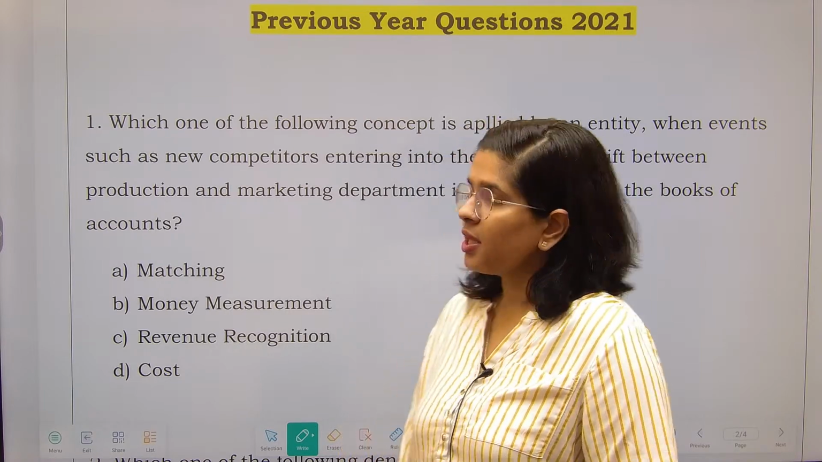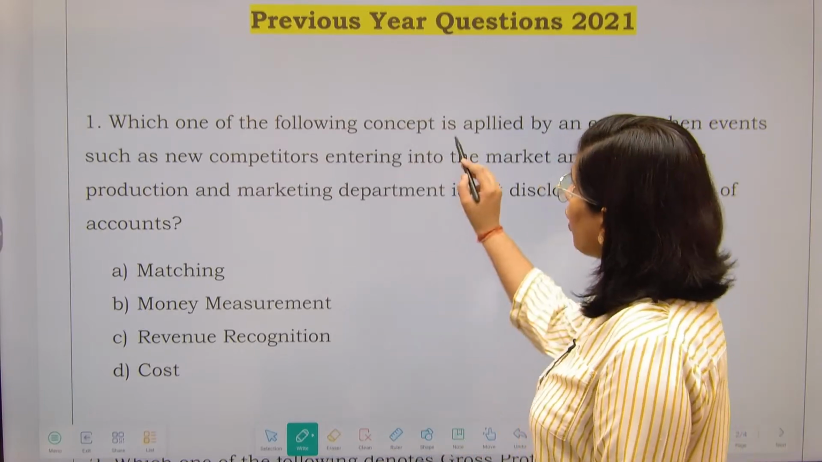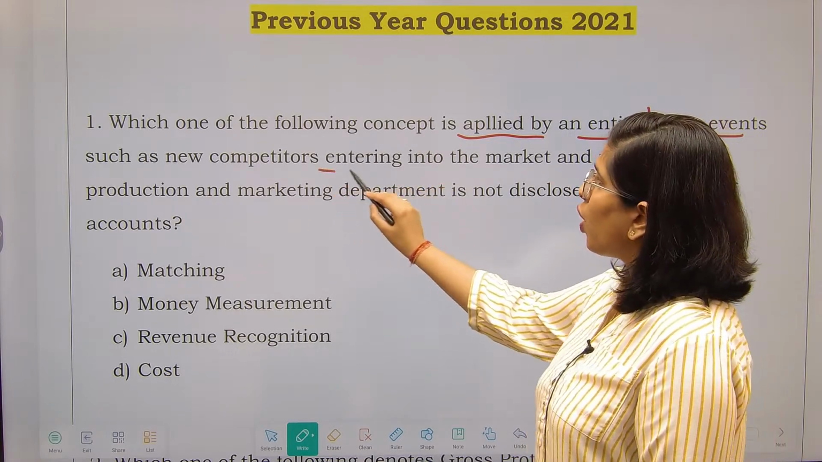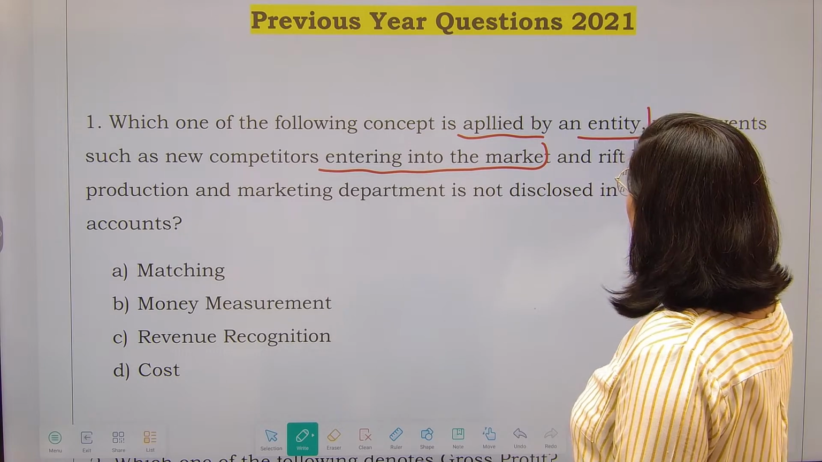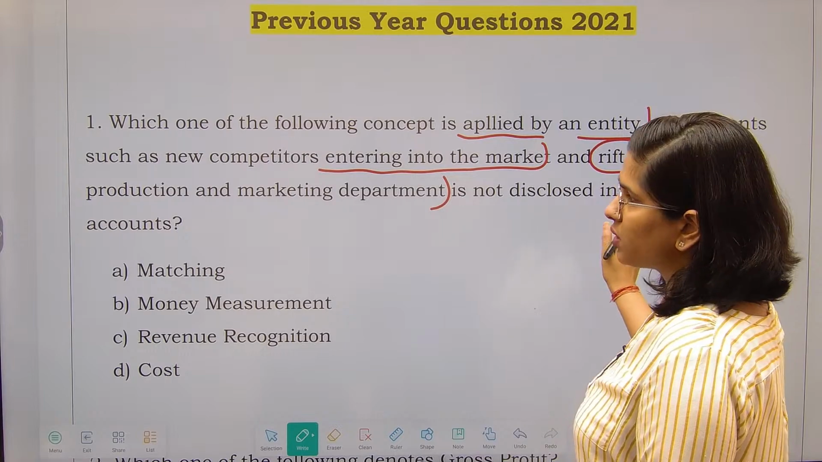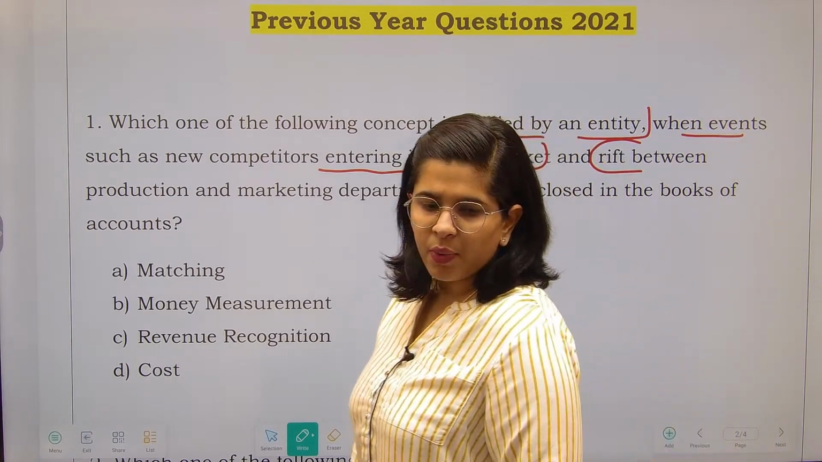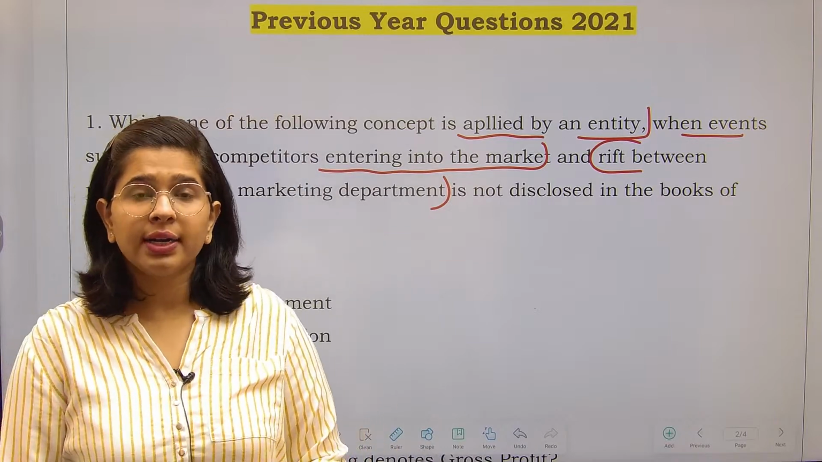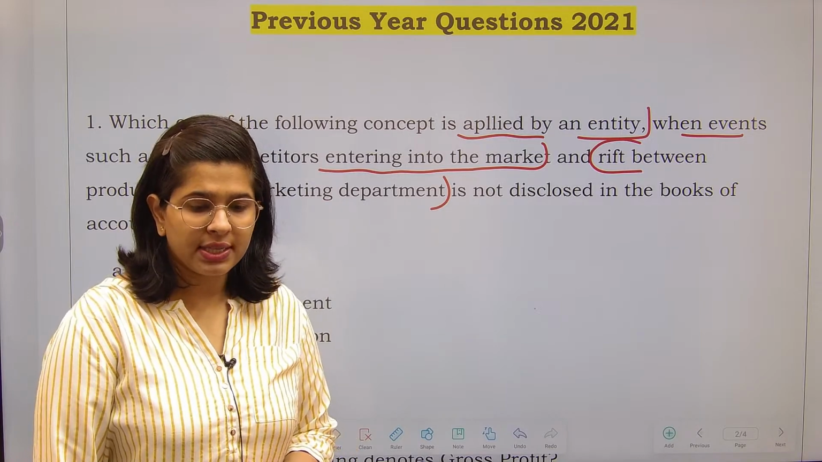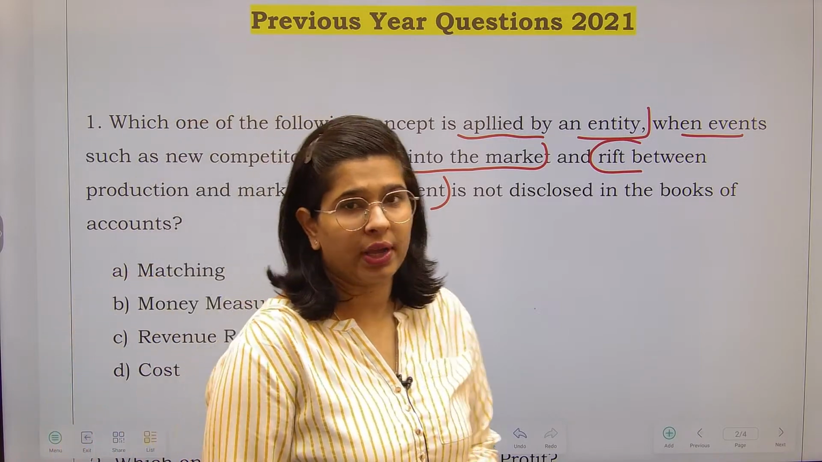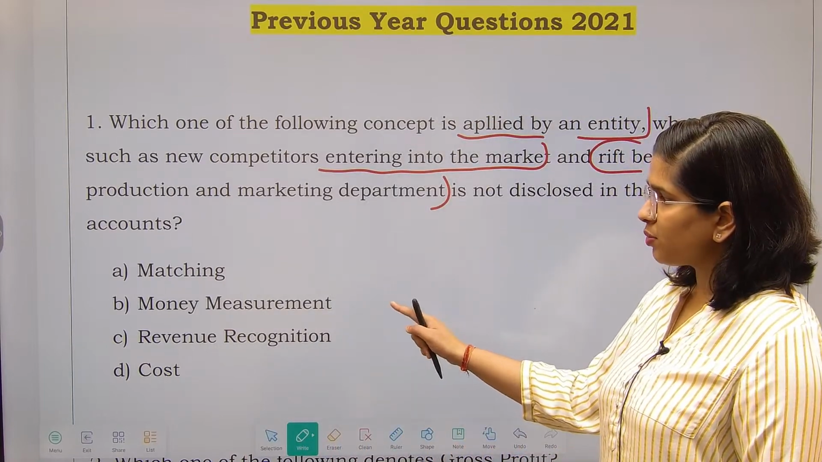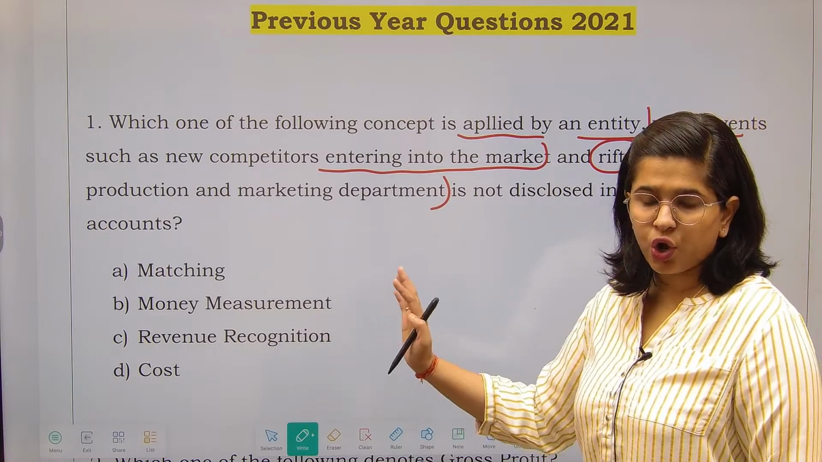Question number 1 is: which one of the following concepts is applied by an entity when events such as new competitors entering into the market and a rift between the production and marketing department are not disclosed in the books of accounts? When such transactions are not disclosed in the books of accounts, the question is asking which kind of concept the organization is following. Let's see what concepts have been provided to us: matching, money measurement, revenue recognition and cost concept.